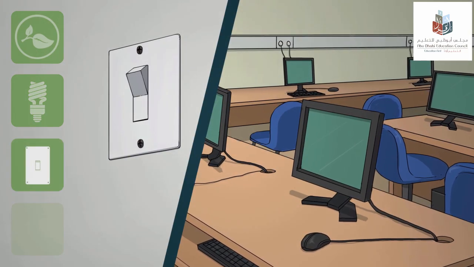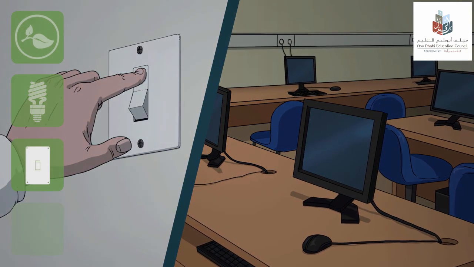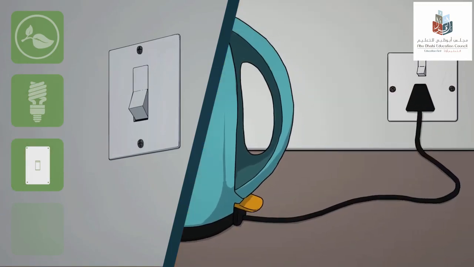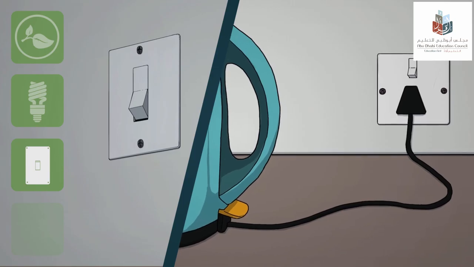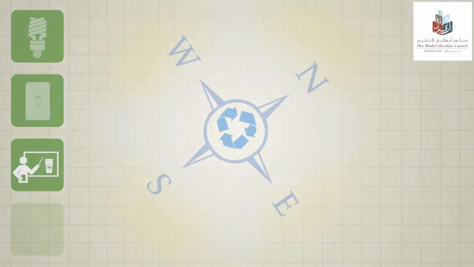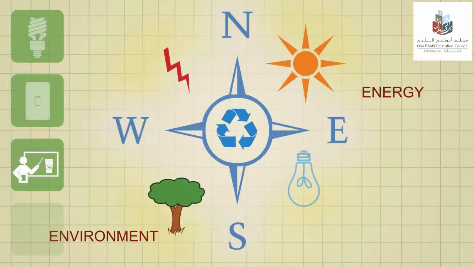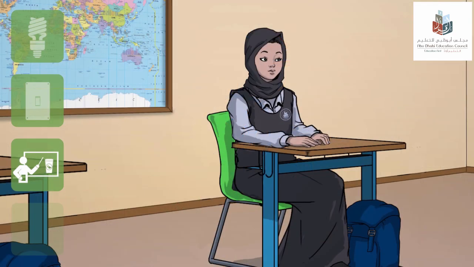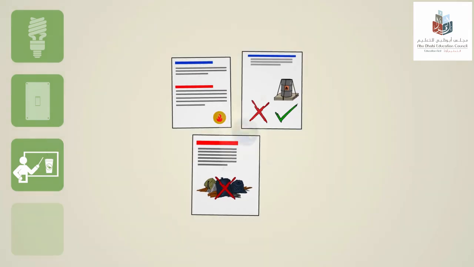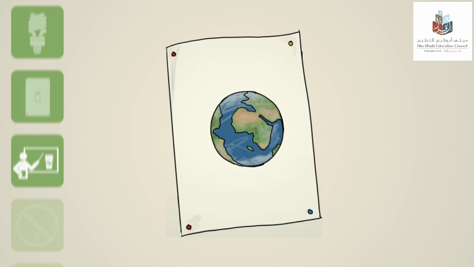Save energy by switching off lights, appliances, computers, and other electrical equipment that aren't being used and after school working hours. Provide awareness on energy efficiency and environmental conservation for students, staff, and other people through awareness sessions, posters, and flyers.